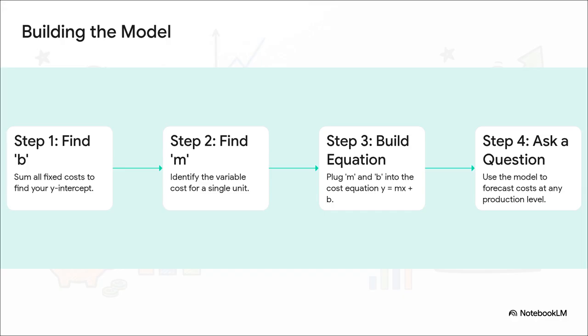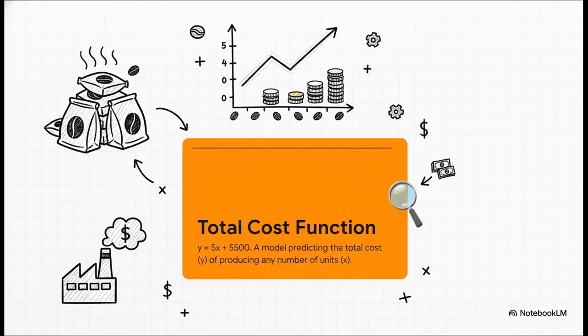Okay, step 3. Now I just have to plug these two numbers into our slope-intercept formula. So y equals 5x plus 5,500. And just like that, we've built a financial model. So now let's go to step 4 and see what this thing can actually do. We can use it to ask and answer a real strategic question. And here we have it. This is the beautiful result of our work. What we've created here is formally known as the total cost function.